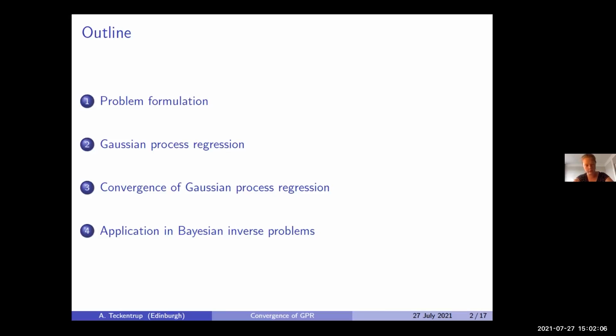This is a methodology that is very commonly used in statistics and engineering in very many different applications, also climate modeling. It's a very popular methodology. And what the talk is about is looking at this methodology from a mathematical, numerical analysis point of view, and looking at what kind of convergence properties this has. And then in the end, I'm going to talk a little bit about applications of this methodology in Bayesian inverse problems.